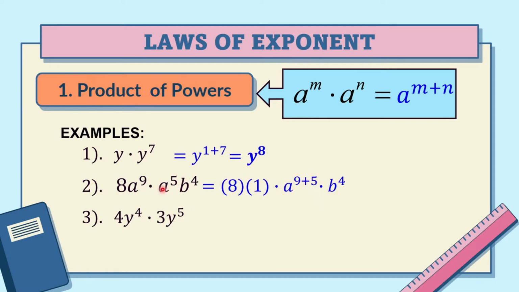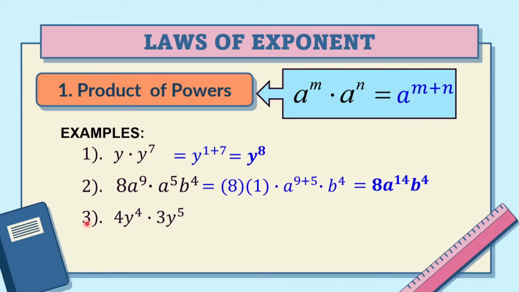Then, kung mapapansin nyo, walang letter b dito sa part na ito. While dito sa kabila, meron. So, ang gagawin lang natin, just copy. So, times b raised to 4. Then, simplify. Okay. So, 8 times 1, that is 8. Next, copy the base na variable a. Then, we're going to add the exponent 9 plus 5, that is 14. Then, copy the variable b raised to 4. Okay, so that is our final answer.